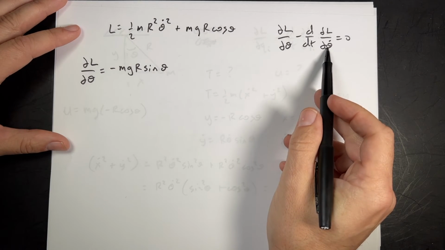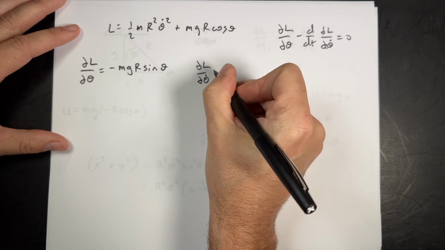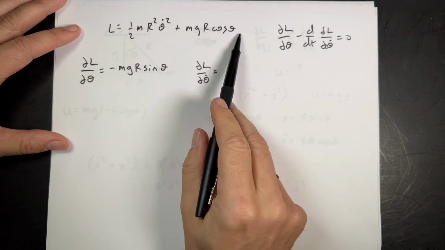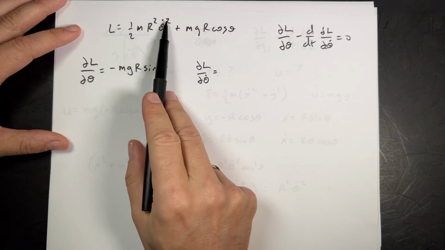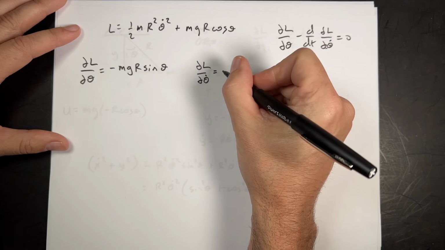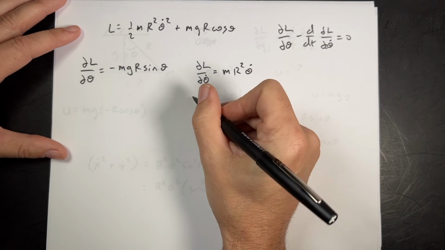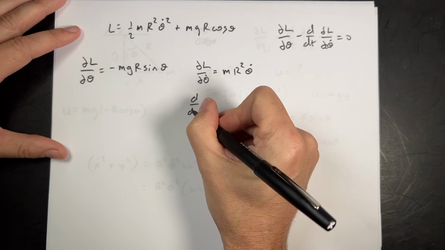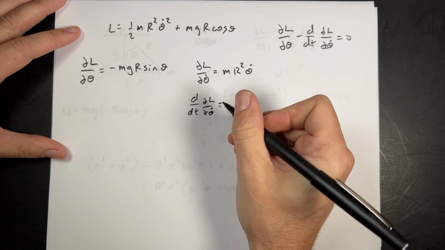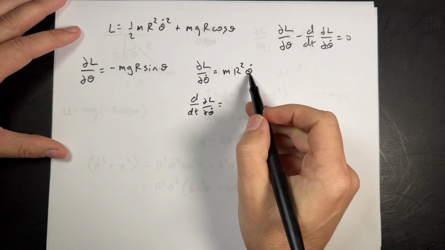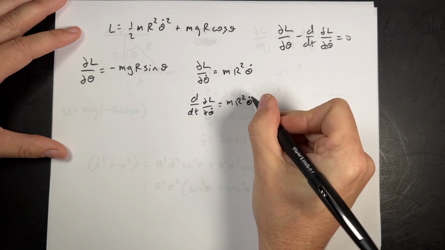Now I'm going to take the partial of L with respect to theta dot. There's no theta dot term here, so I only have that one. I use the product rule again. 2 times 1/2 is 1, so I get m r squared theta dot. Now I need to take the derivative with respect to time of the partial of L with respect to theta dot. The only thing that depends on time is theta dot, so I get m r squared theta double dot.